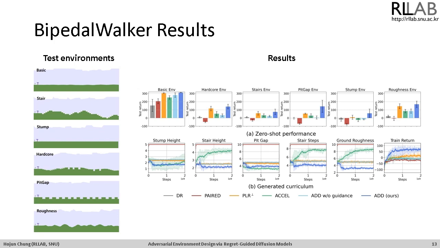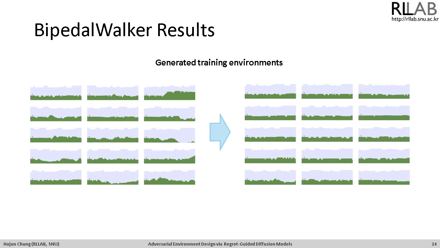In bipedal walker, it still outperforms the baselines, but the complexity of generated environments gradually decreases. This result arises since the randomly generated environments are excessively challenging for the current agent. As evidence, examining the returns achieved by the agent in the generated environments reveals that all methods, except for ADD, consistently yield returns of 0 or below. From these results, we can infer that the proposed algorithm generates environments that are not merely more difficult, but are conducive to the agent's learning process.